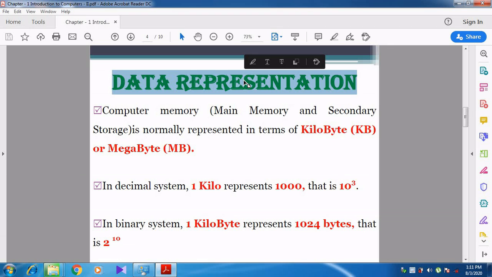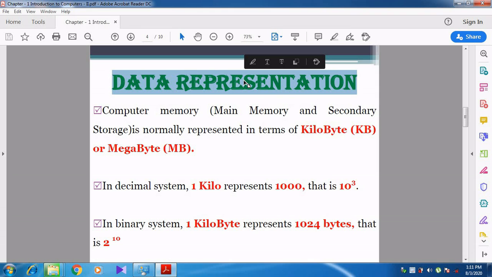Last video we studied that a computer can accept only zeros or ones, so that is called machine language. The basic data unit is the bit. What is meant by bit? 0 or 1. Then we studied nibble. Nibble means a collection of 4 bits.